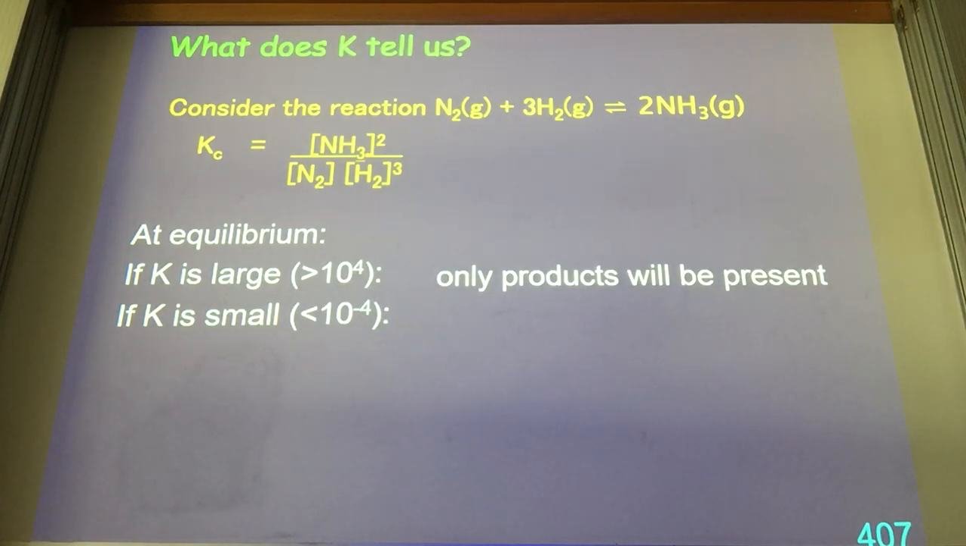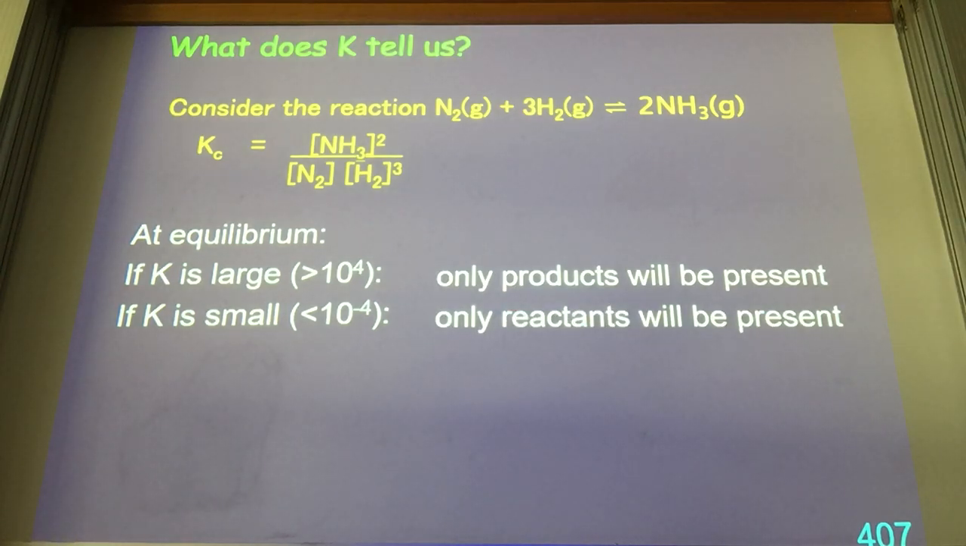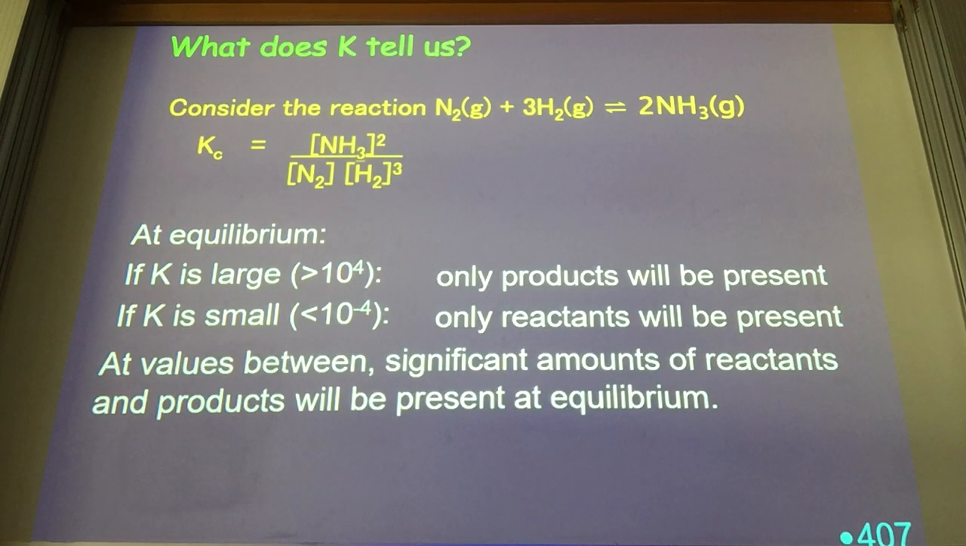On the other hand, if it's less than 1 in 10,000, 10 to the minus 4, that means you've got pretty much only terms on the denominator. Numerator is very low, denominator is very high. That means you've got pretty much all reactants present. That means the reaction hasn't gone at all. You've mixed together reactants and nothing's happened. So anything between roughly 10 to the power of 4 and 10 to the power of minus 4, we consider to be an equilibrium system. So that's where significant amounts of both reactants and products will be present at equilibrium.